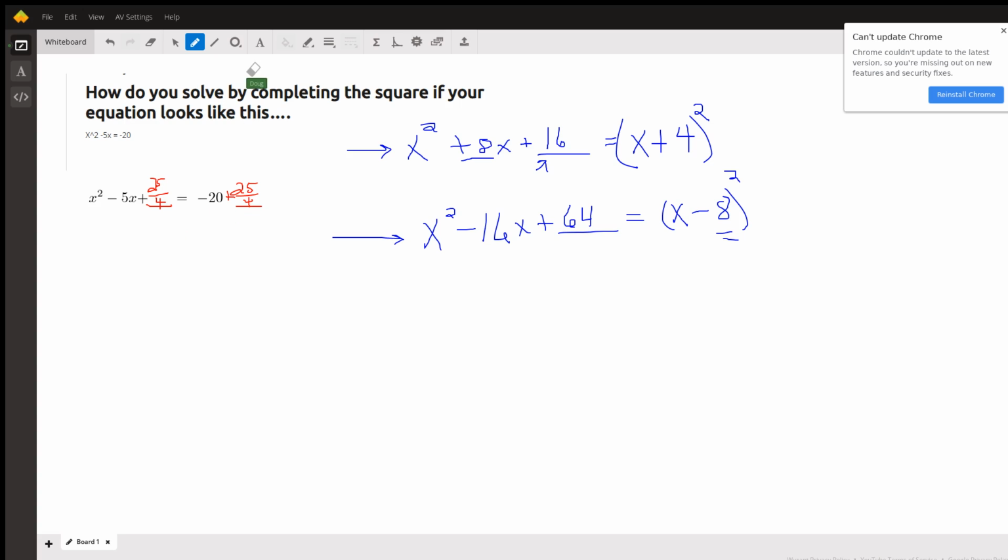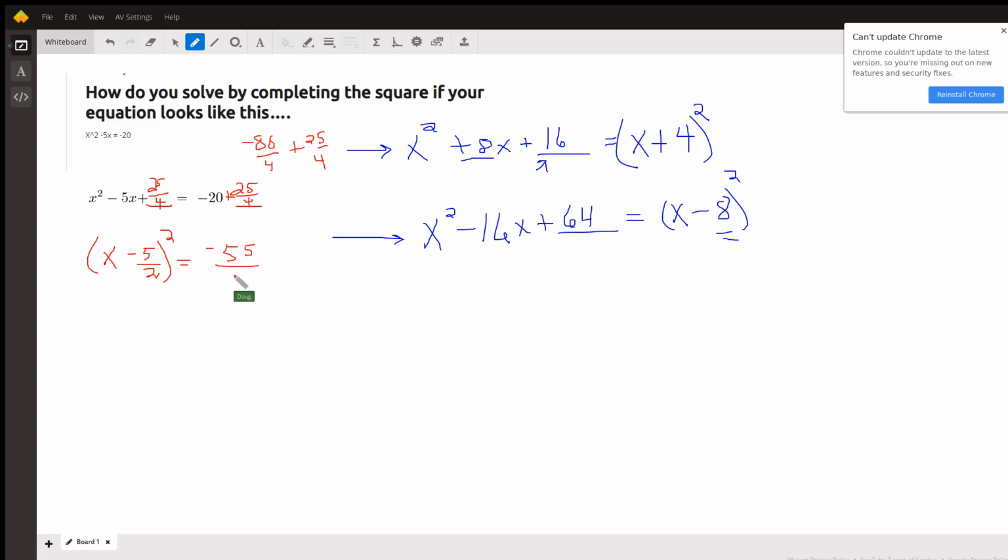And what do you do from this point? Well, we can now write the left side, since it's a perfect square trinomial, as x minus 5 halves, the quantity squared. And over here we can combine these two terms into one fraction. Negative 20 is actually negative 80 fourths plus 25 fourths. That's going to be negative 55 fourths.